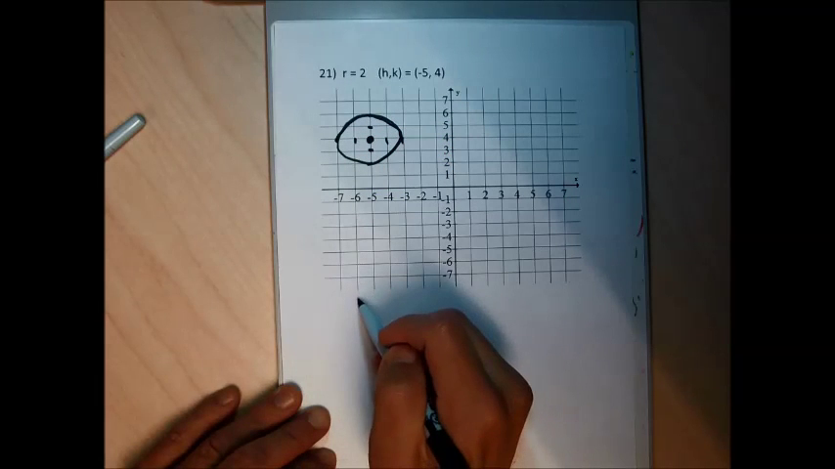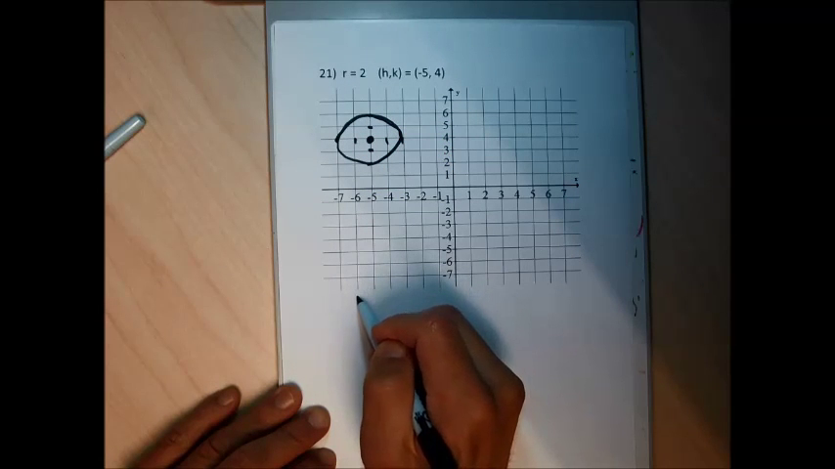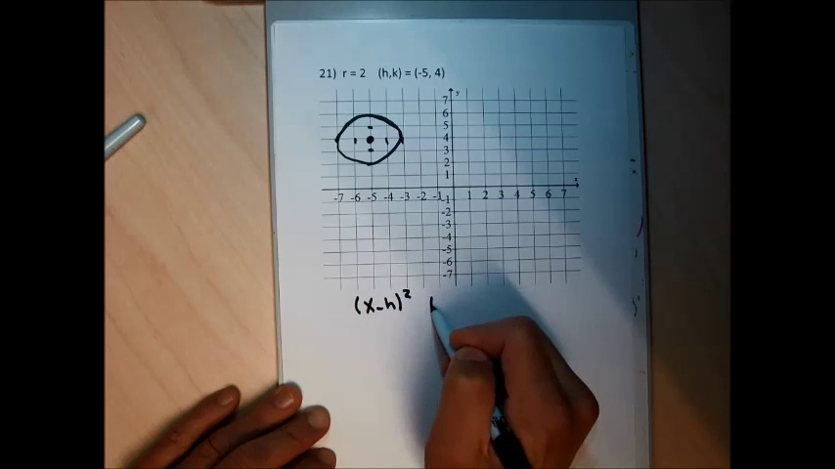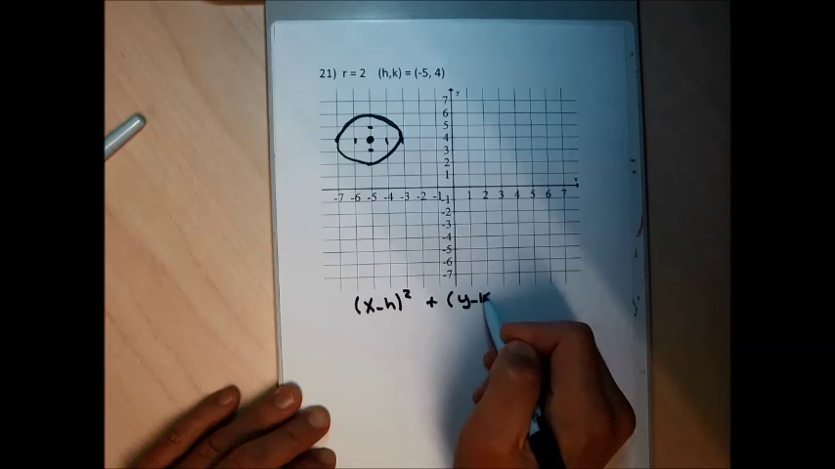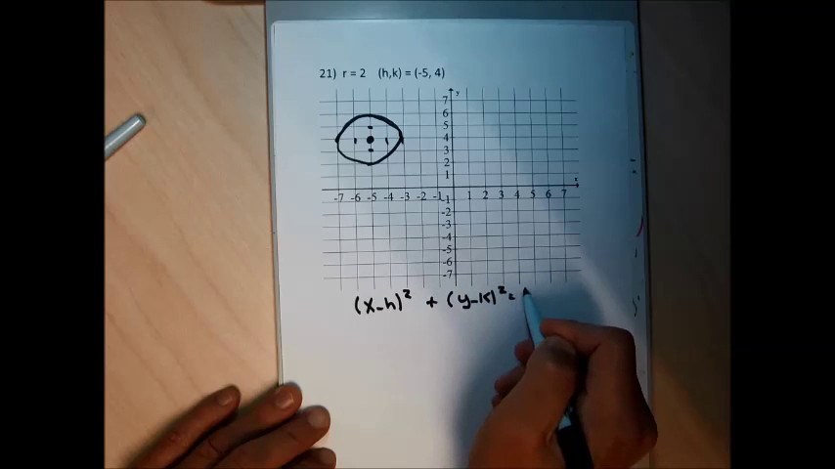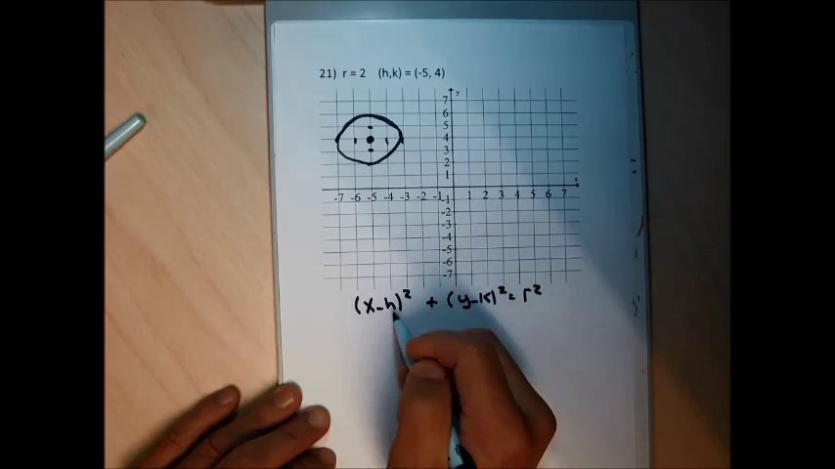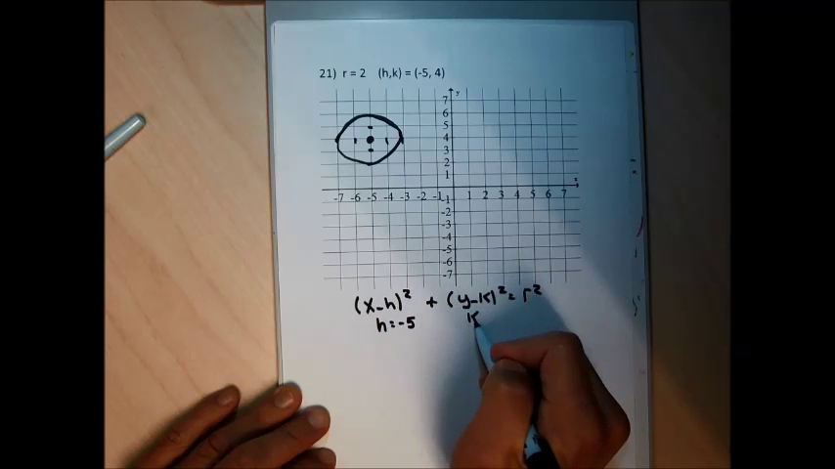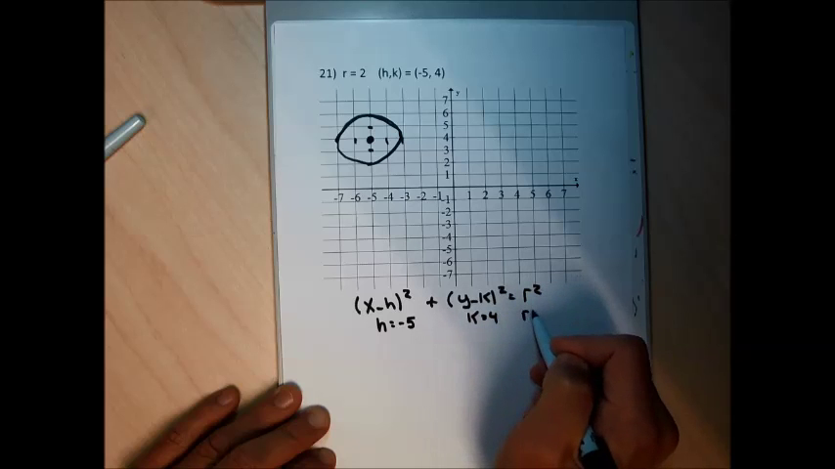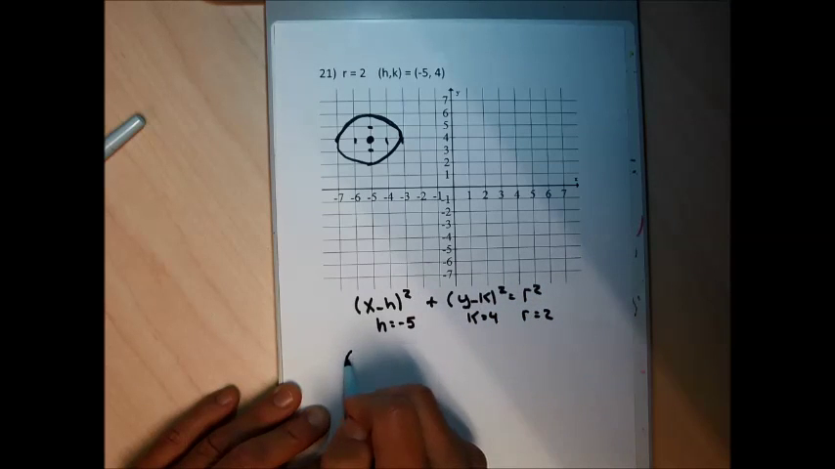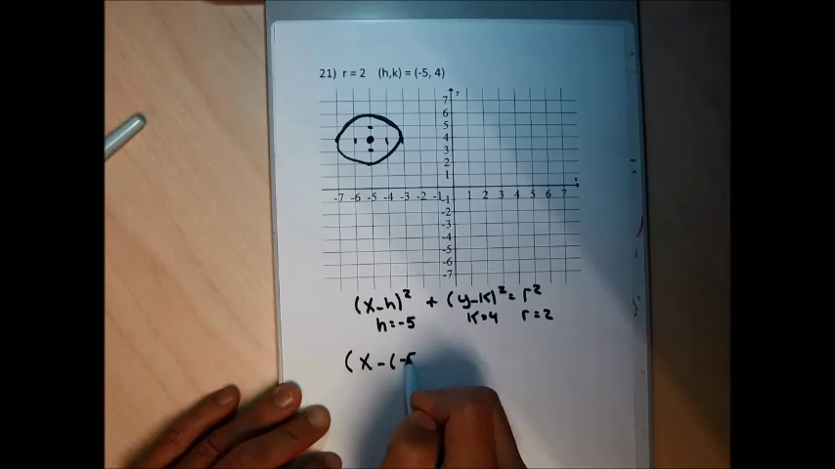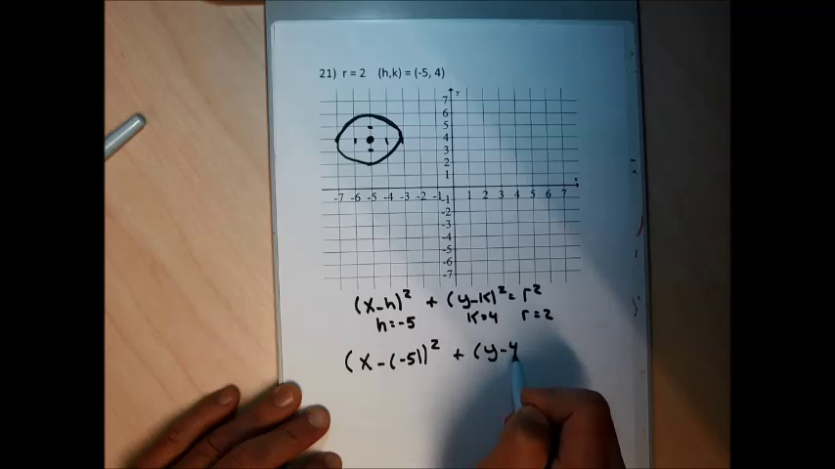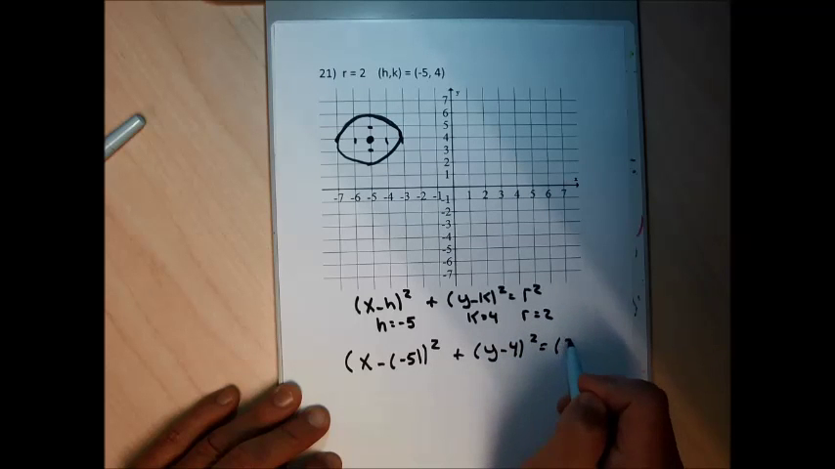Alright, so that's part of my answer. Now, the other part of my answer, I have to use the (x minus h) squared plus (y minus k) squared equals r squared formula. And in for h, I'm going to plug -5. In for k, I'm going to plug 4. And in for r, I'm going to plug 2. I'm going to write (x minus -5) squared plus (y minus 4) squared equals 2 squared.